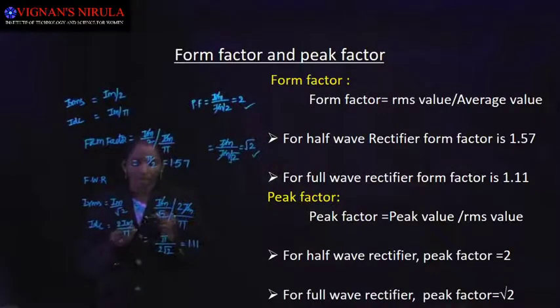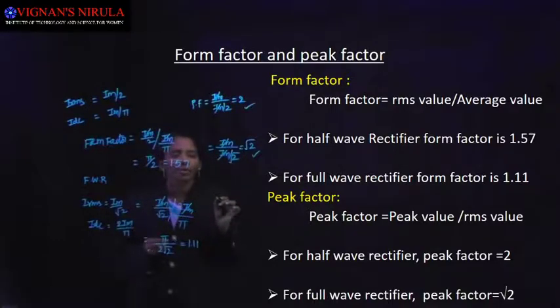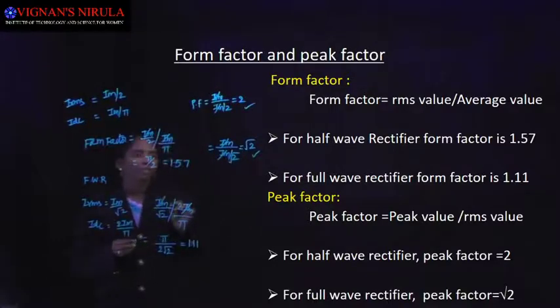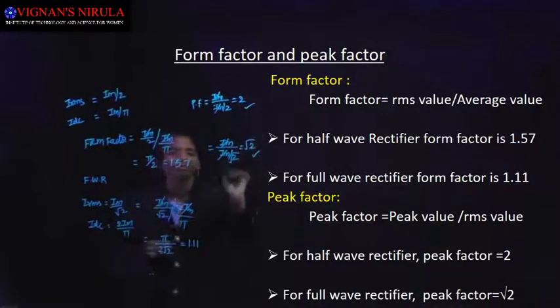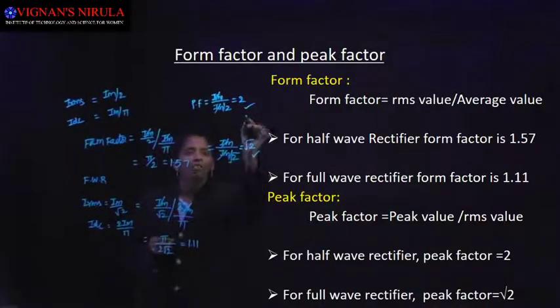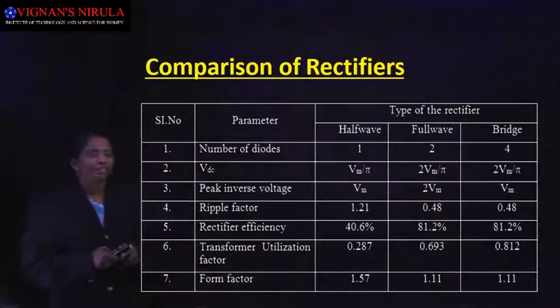Peak factor is the ratio of peak value to the RMS value. Here the peak value is the same for the half wave rectifier and full wave rectifier, but the RMS value is different. The RMS value is Im by 2 for the half wave rectifier and Im by root 2 for the full wave rectifier. Ultimately, the peak factor for the full wave rectifier is root 2 and for the half wave rectifier is 2.